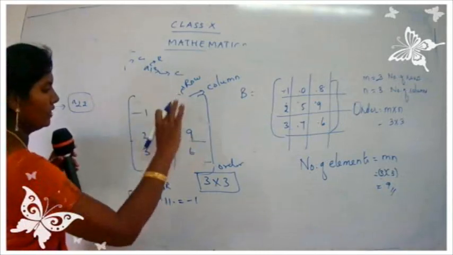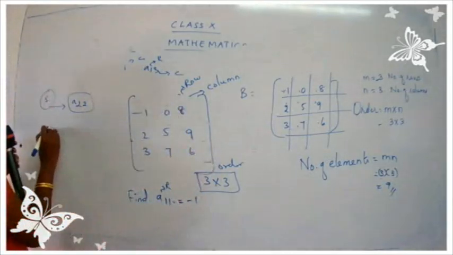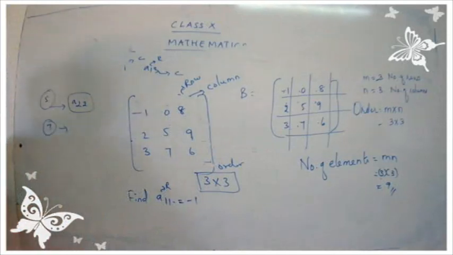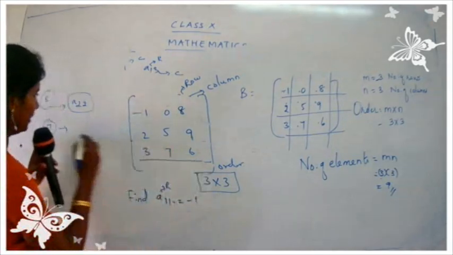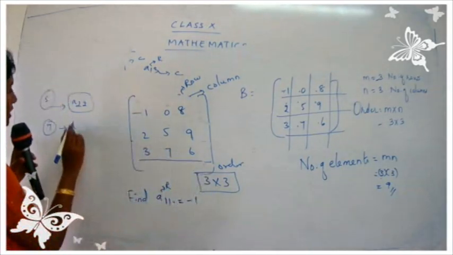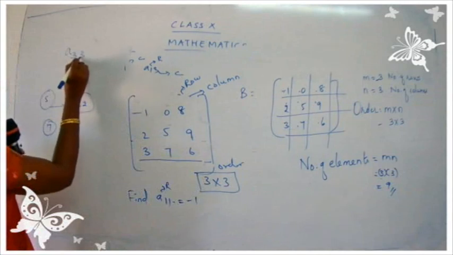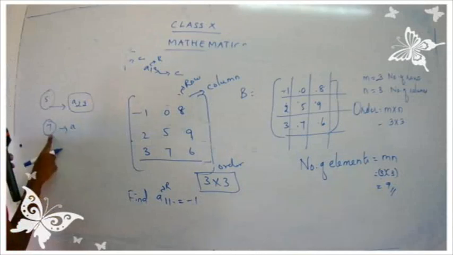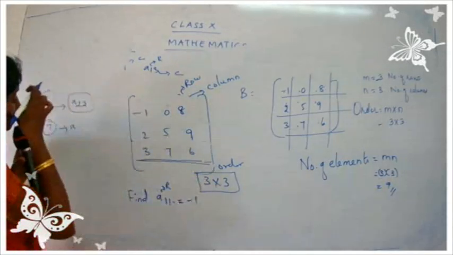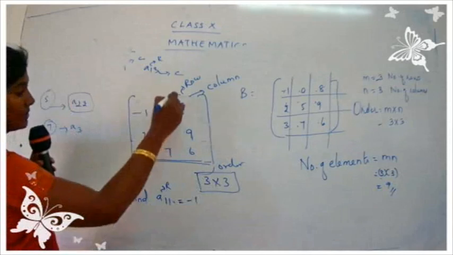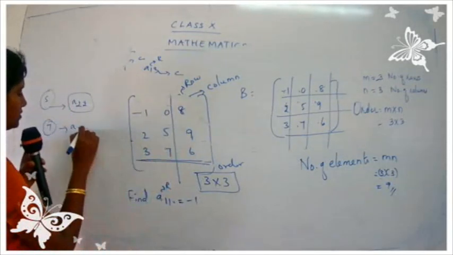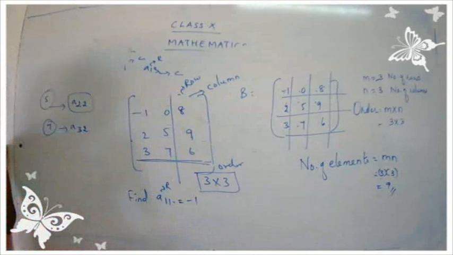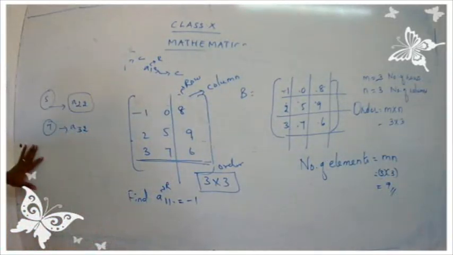Okay, we'll find out one more thing. 7. Where is the element 7 lying, children? Third row. That means you have to write down A and write the numbers below it. Children, this is the correct way of writing the elements. I was talking about 7. It is lying on the third row, so 3, and it is lying on the second column, so 2. So A32. I hope you are clear with the matrix basics, children.